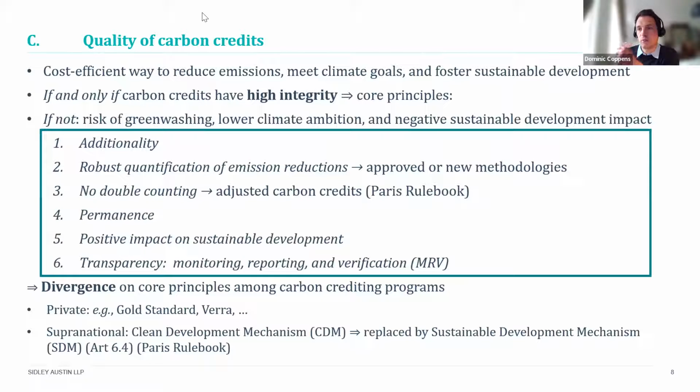Now, if you look at the carbon credit market, you'll see there is a lot of divergence in how those 6 principles are implemented among carbon crediting programs. Nick already mentioned some of them, like Gold Standard and Verra. If you look into their rules, they have very different rules on those 6 principles. Also, you have an international certification scheme, which used to be the CDM, which is now going to be replaced by a new mechanism that is not yet in place. That new mechanism, the so-called Sustainable Development Mechanism that was agreed on by parties last year, once it's operational, also has its own implementation of those 6 quality requirements.